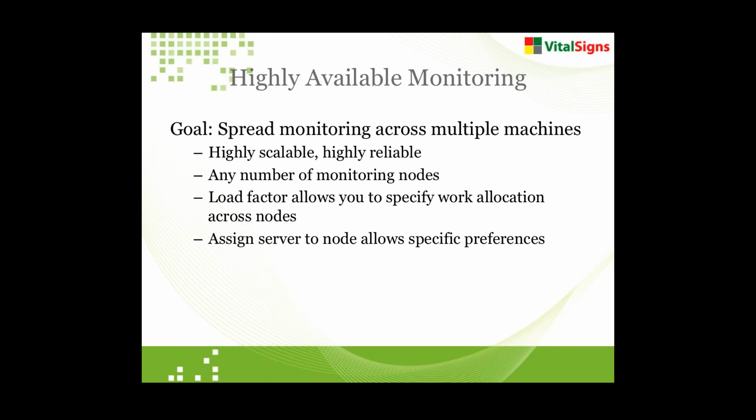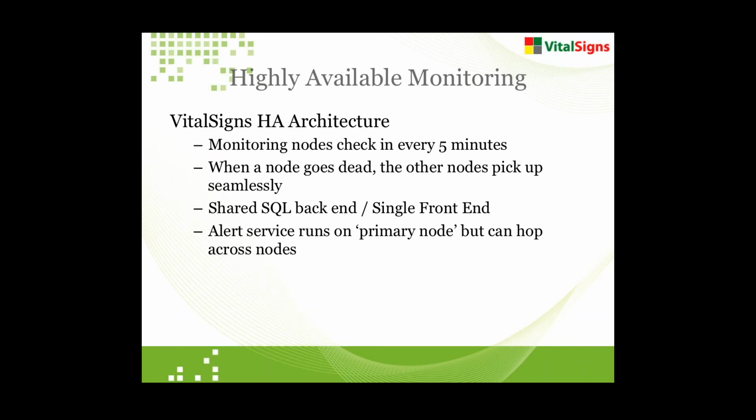If for some reason one of the machines is beefier than the other, you could say server A takes 70% of the work and server B takes 30% of the work, and it'll just dynamically work it out. Or if you have specific regions and you wanted to assign particular servers to specific nodes, you could say I want to do all the Domino servers in the West Coast data center from the West Coast monitoring station, and the same thing in the East Coast, or whatever. However you want to do it, it's very flexible.